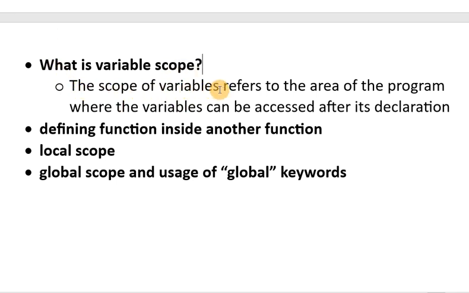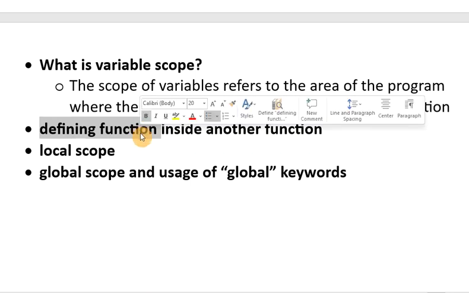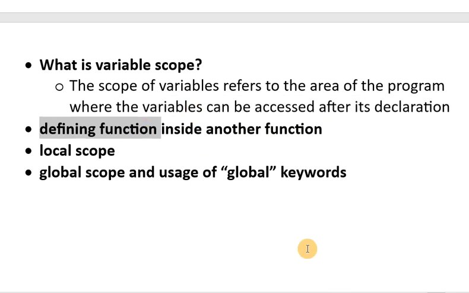The scope of the variables refers to the area of the program where the variables can be accessed after declaration. The other point we are going to understand is defining a function inside another function. As per my knowledge, this is only available in Python, because in other programming languages we cannot define a function inside another function. Let me show you what I am saying here.